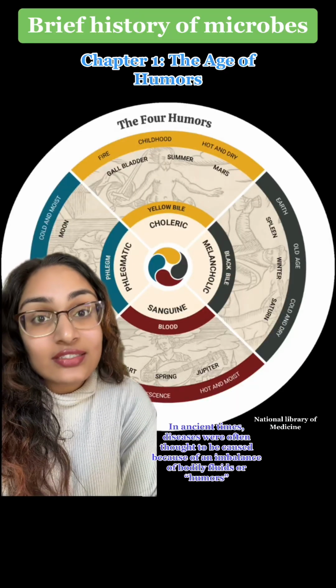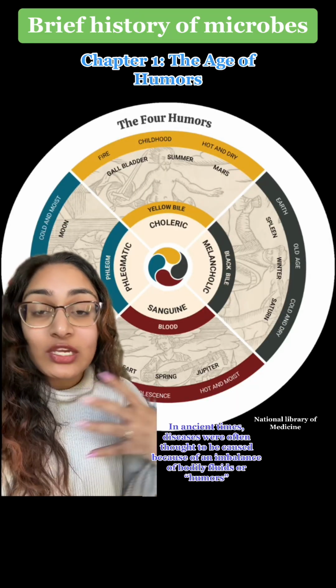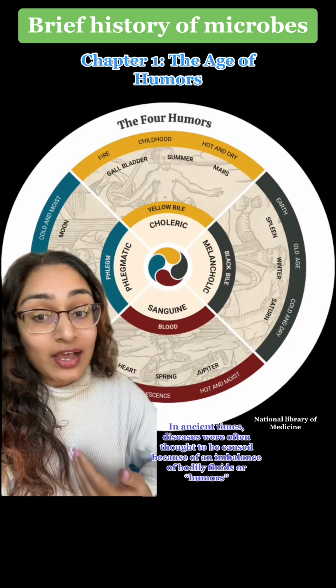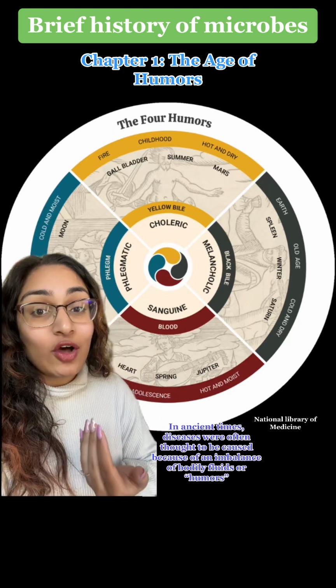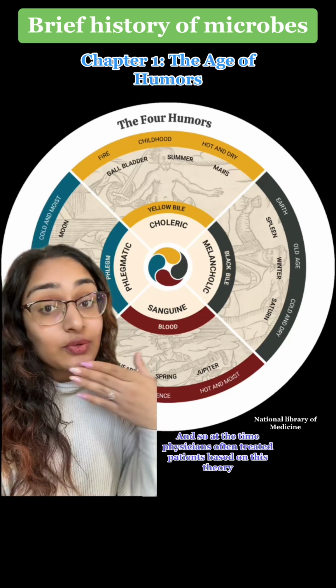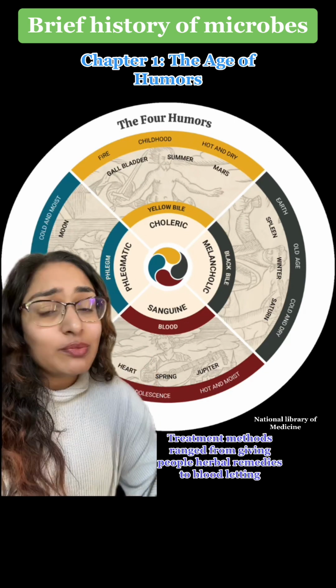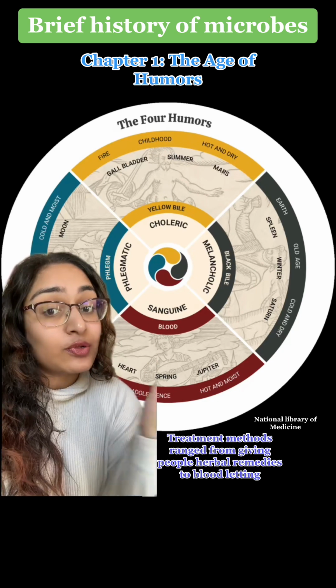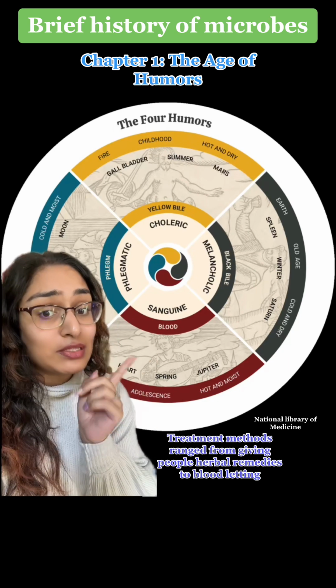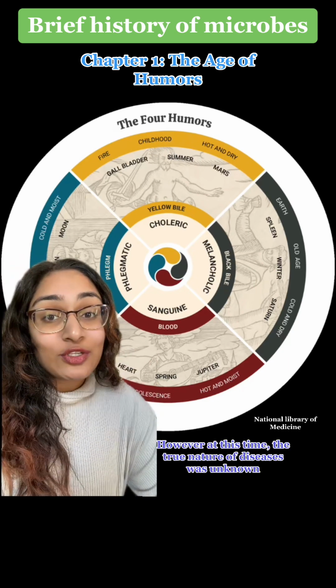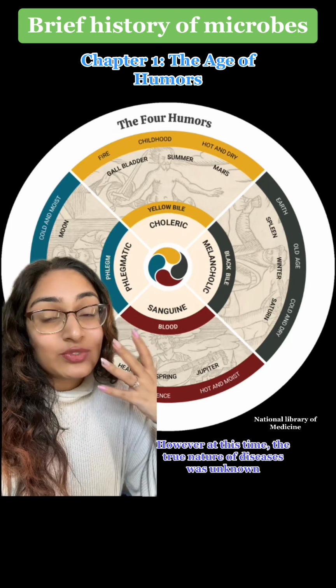In the ancient days, diseases were often thought to be caused because of an imbalance in your bodily fluids, also known as humors. And so at the time, physicians often treated patients based off of this theory. Treatment methods ranged from giving people herbal remedies to bloodletting. However, at this time, the true nature of diseases was still unknown.